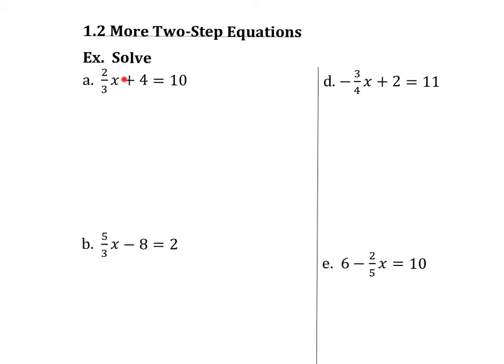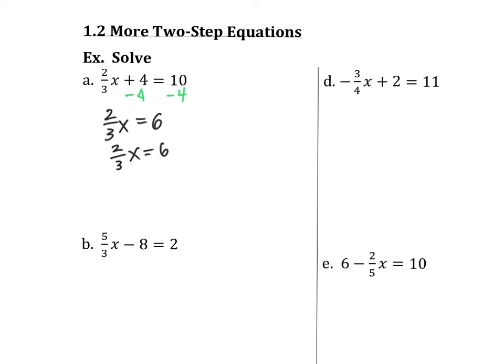Okay, I have 2/3 x and I have a plus 4. I'm going to cancel the plus 4 first. Opposite of plus 4 is minus 4. Then I'm going to go ahead and bring down the 2/3 x. The 4's cancel, equal 10 minus 4 is 6. Okay, I'm rewriting this step just because it's my notes and I want you to be able to see the different steps. Okay, now I want to cancel the 2/3 in front of the x.